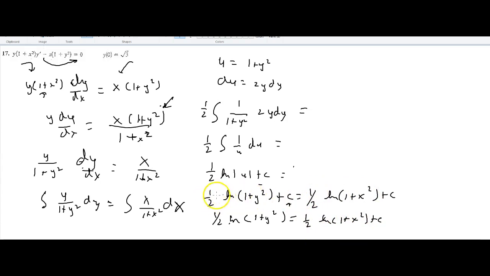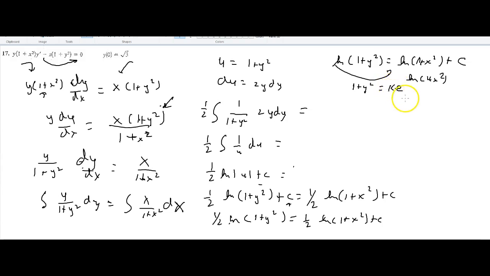I got to get rid of this 1/2, so multiply both sides by 2. If I multiply both sides by 2, I get ln (1 plus y squared) equals ln (1 plus x squared) plus 2c, but what is 2 times any number in the universe? It's just a number. I'm going to swing my e across. When I do that, I'm going to get 1 plus y squared equals e to the ln of (1 plus x squared). I'm going to throw my c out in front as a k.